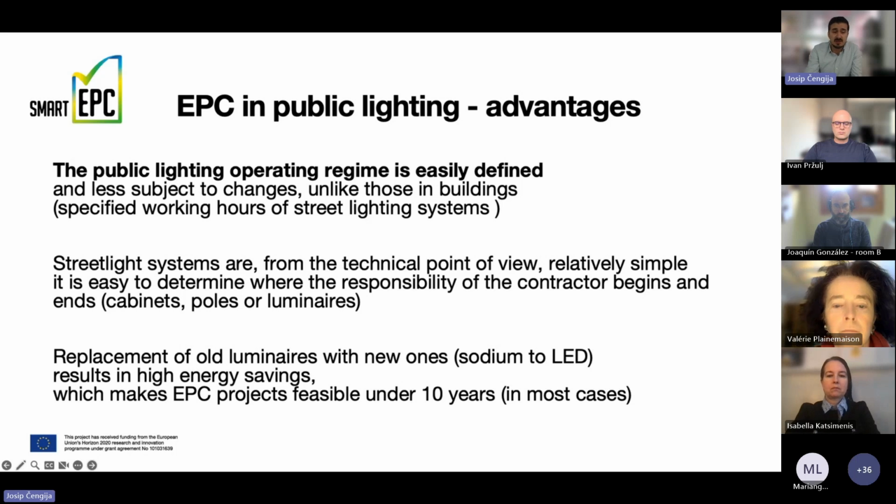Another advantage is that replacement of old luminaires with new ones results in high energy savings. In most cases, if you change sodium luminaires to LED luminaires, you're going to find your energy savings being from 60 to 70, even 80%. With those kind of savings and with the prices of energy that we have seen for the last 2 or 3 years, most EPC projects will be feasible under 10 years, which then makes an EPC altogether feasible because it can be financed by an ESCO company throughout this time period.